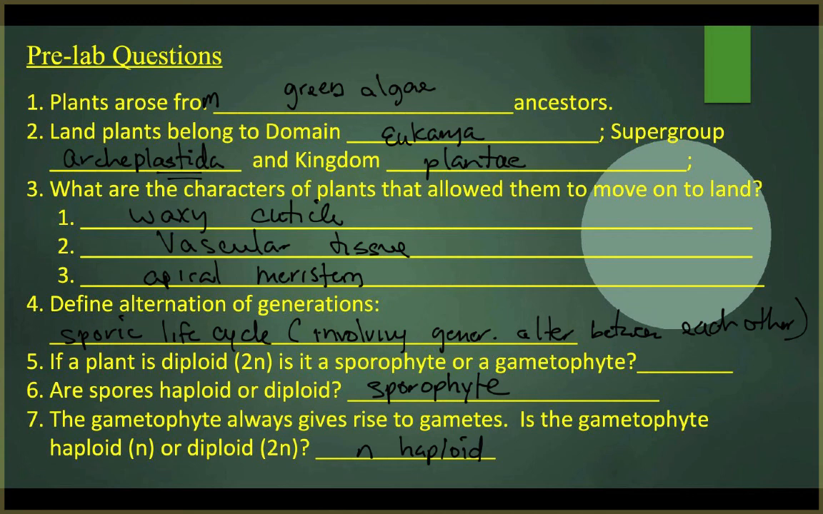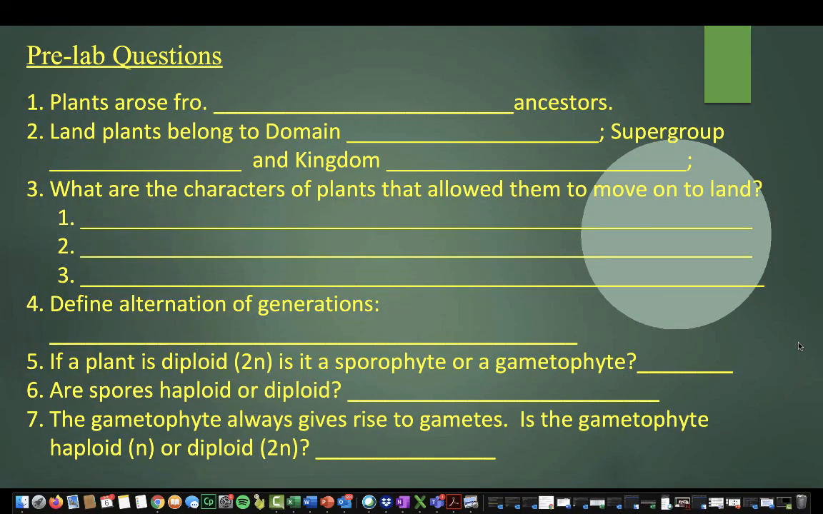I have different questions here. Oh, sorry, that goes here and that goes there. I missed it. The gametophyte always gives rise to gametes. Is a gametophyte haploid or diploid? And so we know here this is haploid, and this is the dominant of the two. So that's the first set of pre-lab questions.